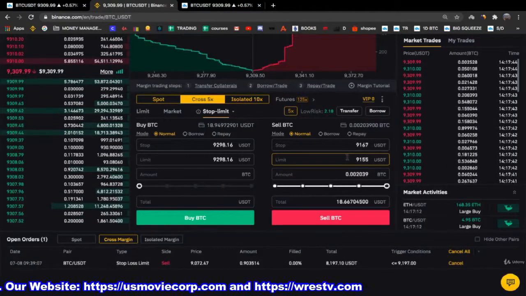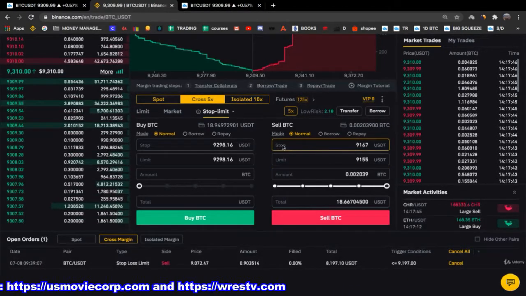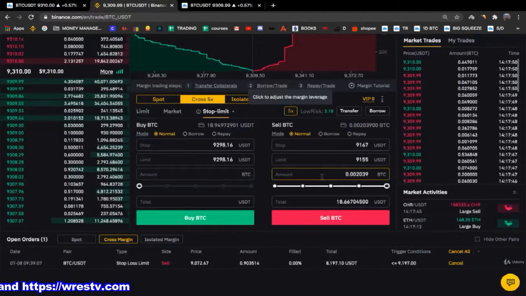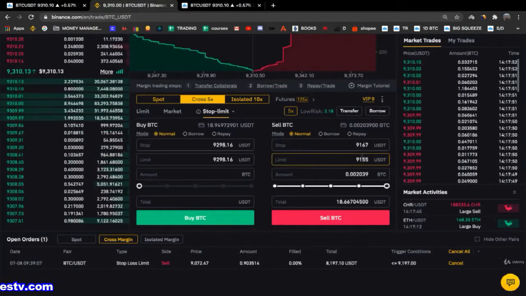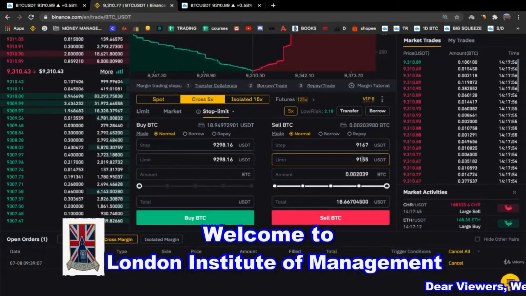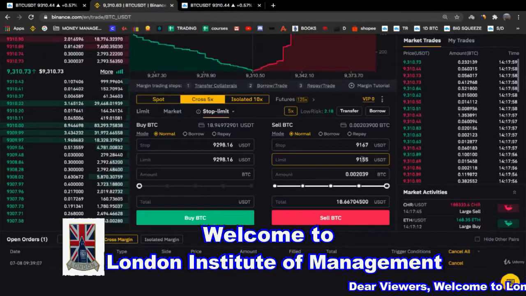All right, so this is how you set a stop limit. Again, the stop price here is the trigger price. That is going to be your stop loss. And the limit order, you want it to be a little bit lower than this one, so you will make sure that this order will be executed, right? And you will exit your positions.